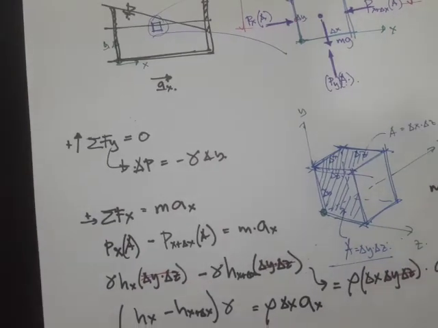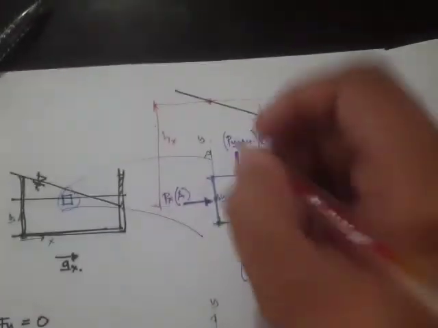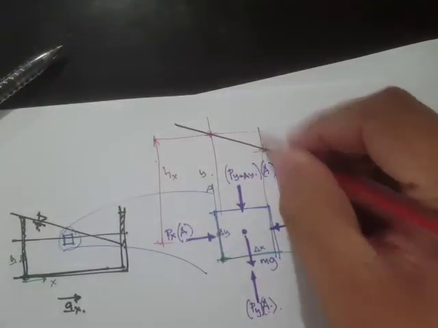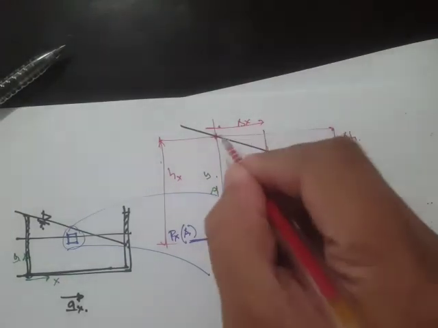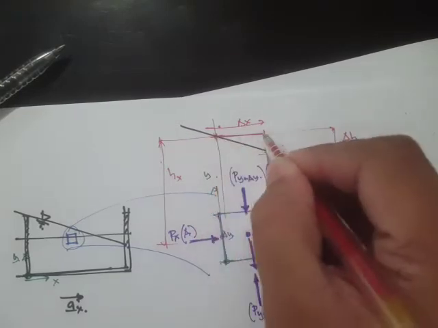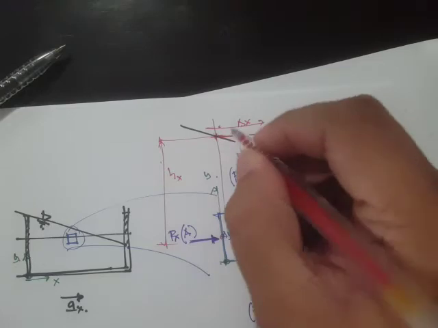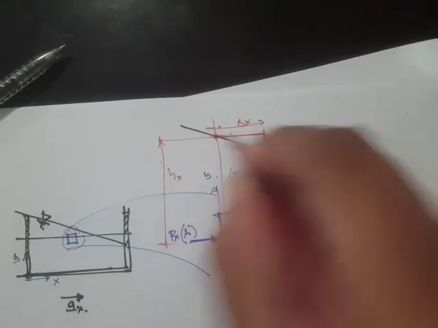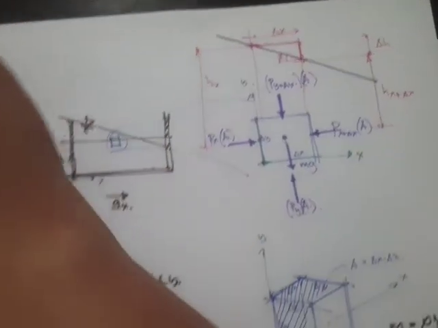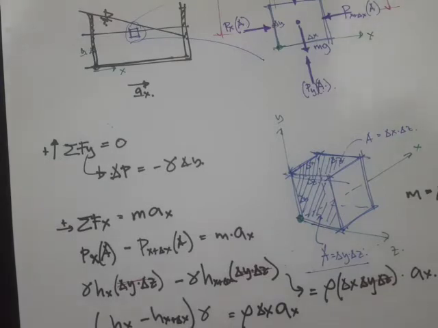In terms of the geometry, this is delta h, and delta x is actually this portion. This is just delta x, the distance, and this is delta h. From this geometry we can actually obtain the angle.